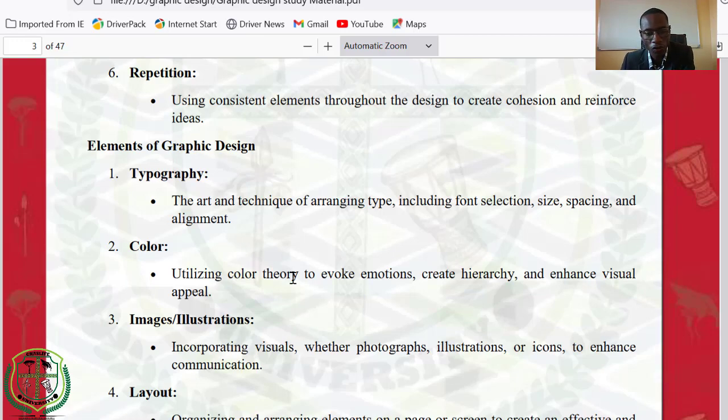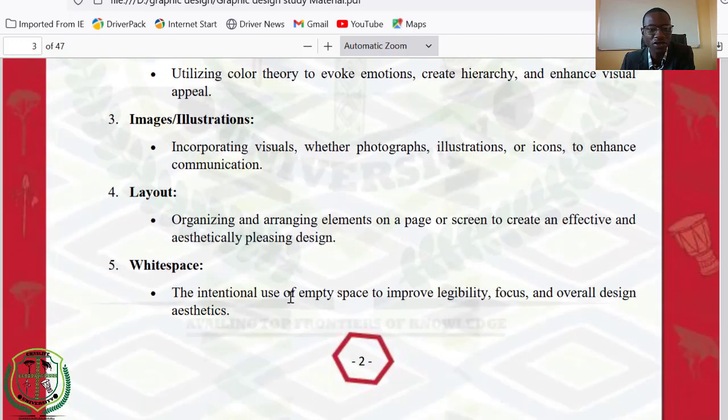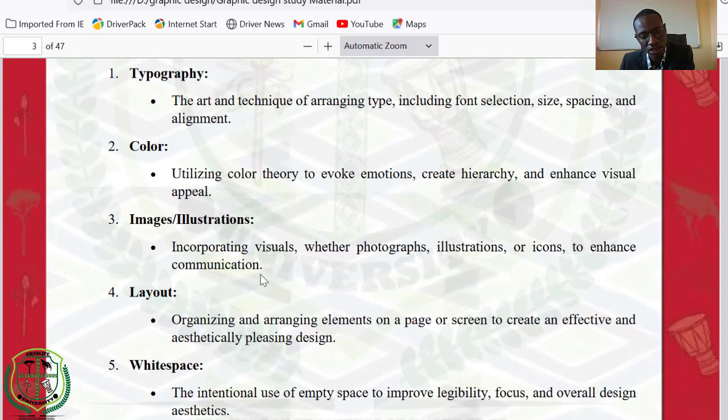Then thirdly, we've got what we call images or illustration. In each and every design, there's supposed to be a photograph, visuals, illustration, or icons that enhance communication. When you put in a picture or an icon or any illustration, it enhances the what?